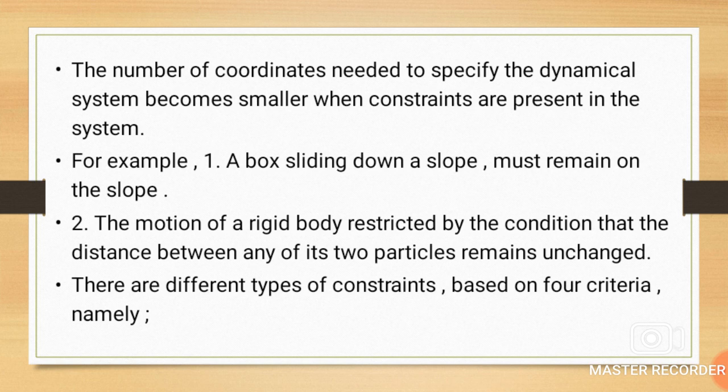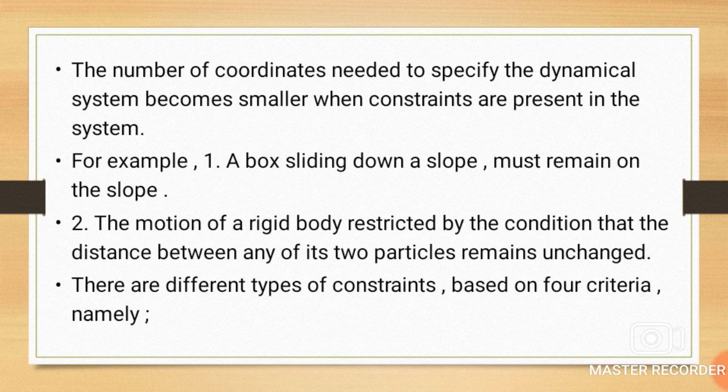Second example is the motion of a rigid body restricted by the condition that the distance between any two particles remains unchanged. We know what we mean by a rigid body. In a rigid body there are different particles, but the distance between the particles must be the same. So it is different from normal bodies due to that property. So in a rigid body there is a restriction on the particle distance. So this is the constraint on the rigid body.